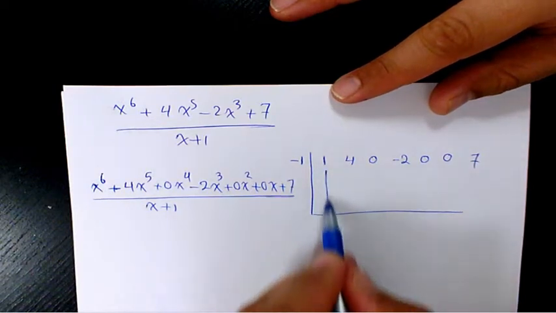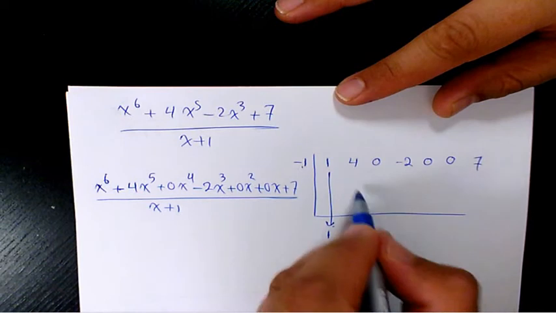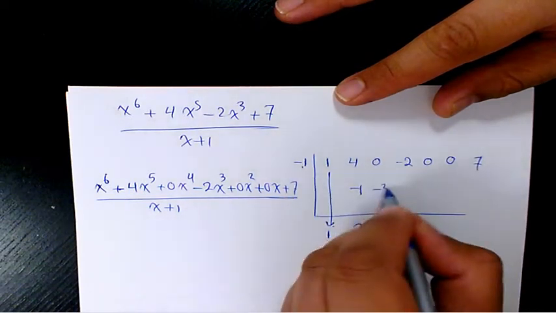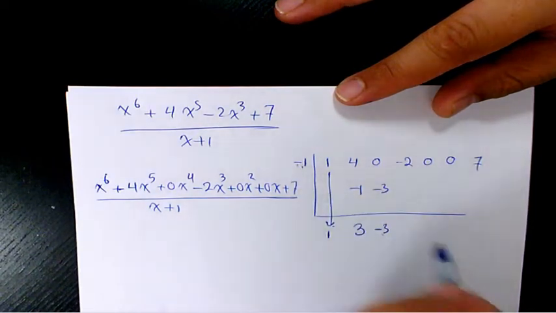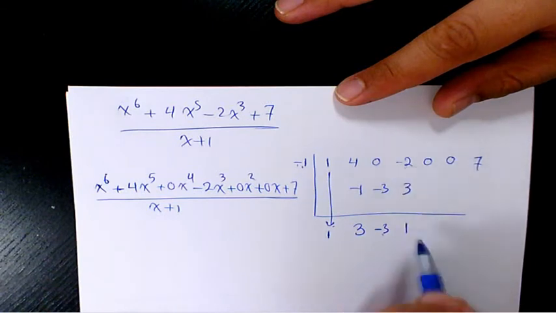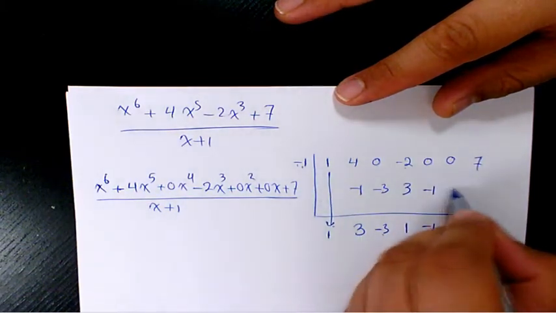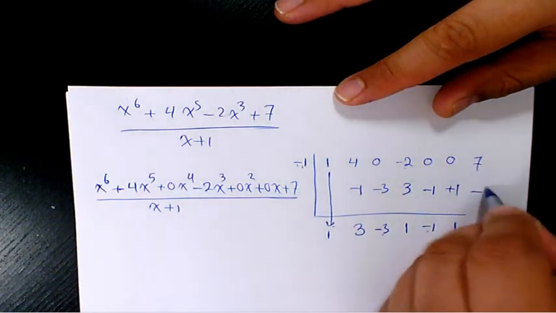So I need to bring 1 down here. 1 times -1 is going to be -1. 4 and -1 is going to be 3. 3 times -1 is -3. 0 and -3 is going to be -3. -3 times -1 is going to be +3. 3 and -2, when you add them, is going to be +1. 1 times -1 is going to be -1. 0 and -1 is going to be -1. -1 times -1 is going to be +1. 0 plus 1 is going to be 1. 1 times -1 is going to be -1.